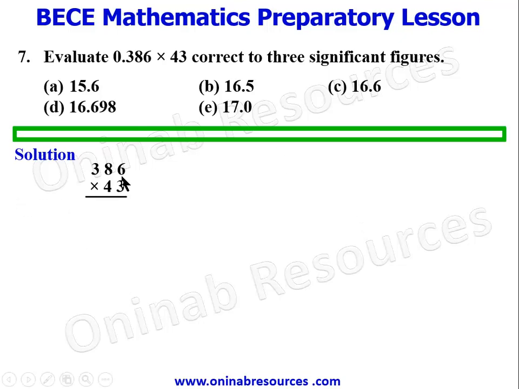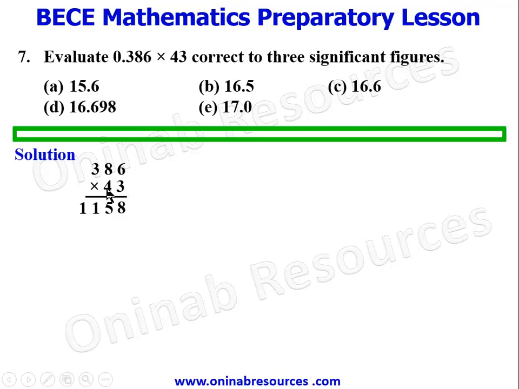So we have 3 times 6 gives 18, carry 1. 3 times 8 gives 24 plus 1, 25. We write 5, carry 2. 3 times 3, 9 plus 2 gives 11. We are done with the 3 as multiplier.